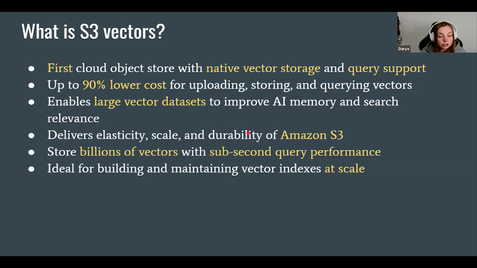And what is also essential, it is up to 90% lower cost for uploading, storing, and querying vectors compared to OpenSearch Serverless. And we will see this later on. I will show you a cost breakdown. So this is really cost effective. And because it is that cost effective, we can store large vector databases, basically to keep a memory database for our AI agents. Also, we can store billions of vectors and receive sub-second query performance.